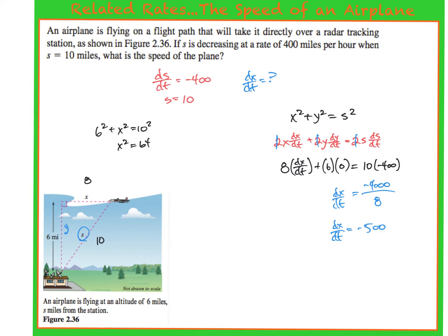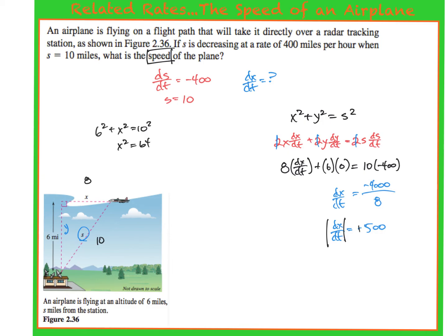What was actually asked? The speed. What is speed? Absolute value of velocity. So I want to take the absolute value of dx dt, which would be 500. Pretty good? All right, fantastic. Why was it negative 500? I want to talk about it. Why was it negative 500?